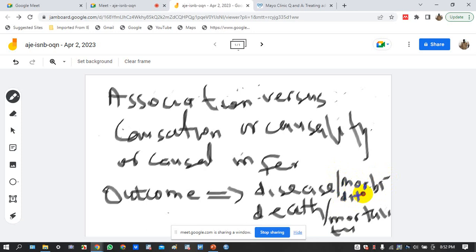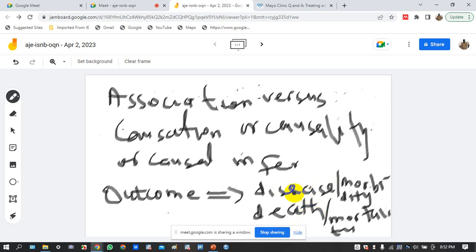Morbidity. So the outcome can be the disease. Did they contract the disease? Did they get HIV? Did they get coronavirus? Or did they die? How many of the children died when they had the malaria last year at the regional hospital? So that is the outcome.